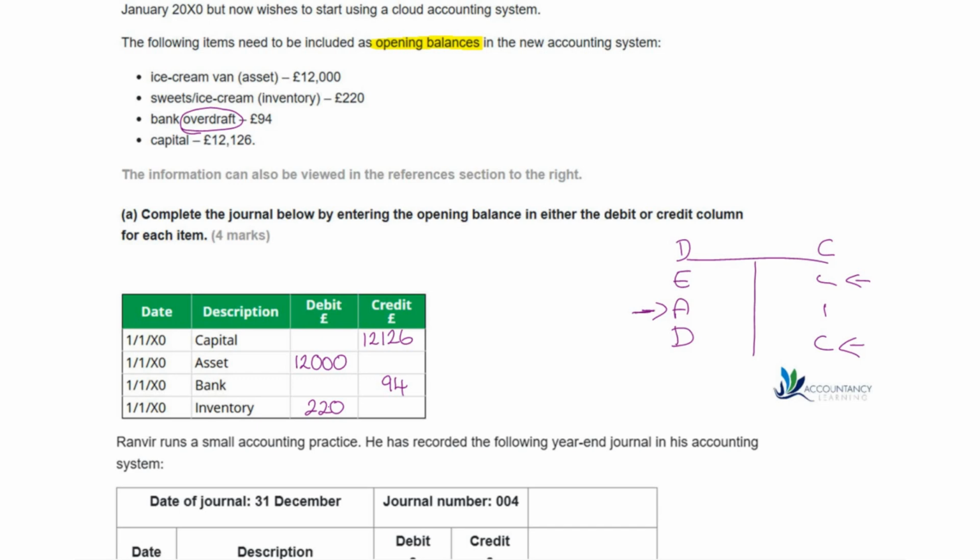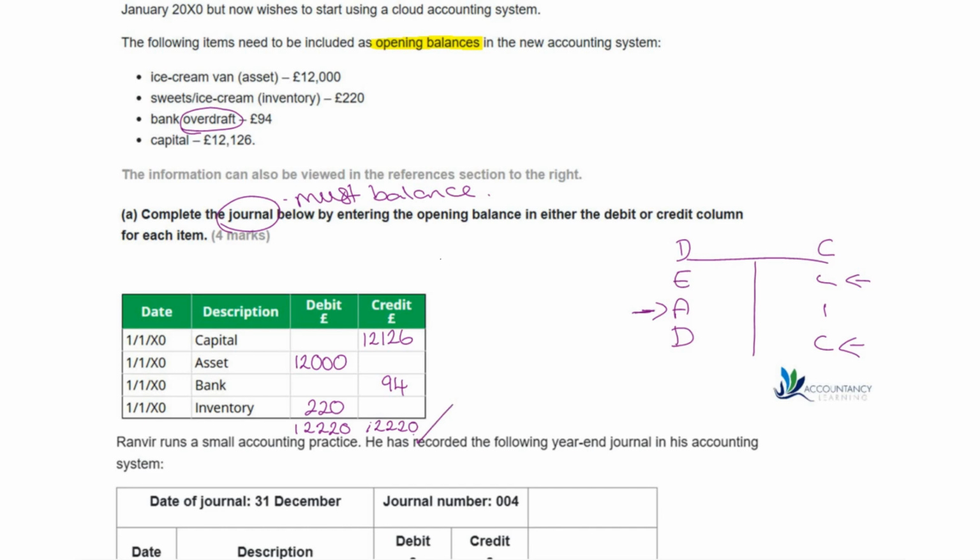Now there's two ways that you can actually check your answer is right here. First of all, the journal must balance. So when you add these two up, both of them come to 12,220, so they balance.